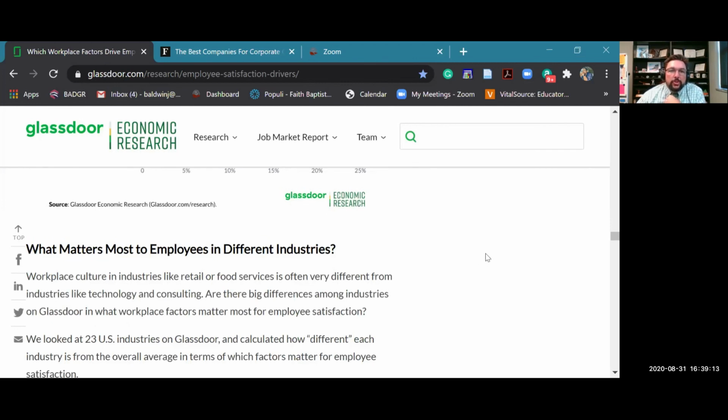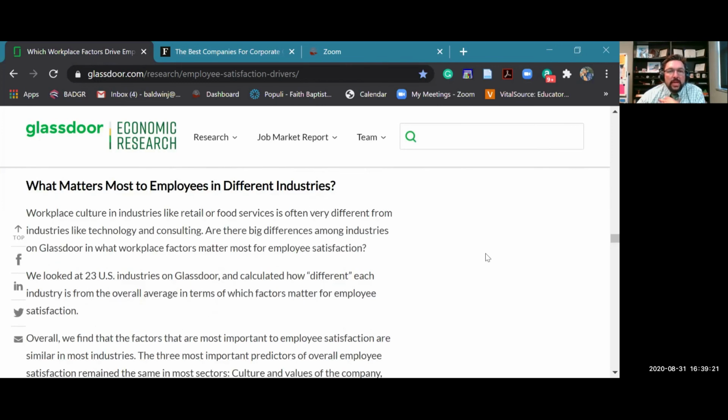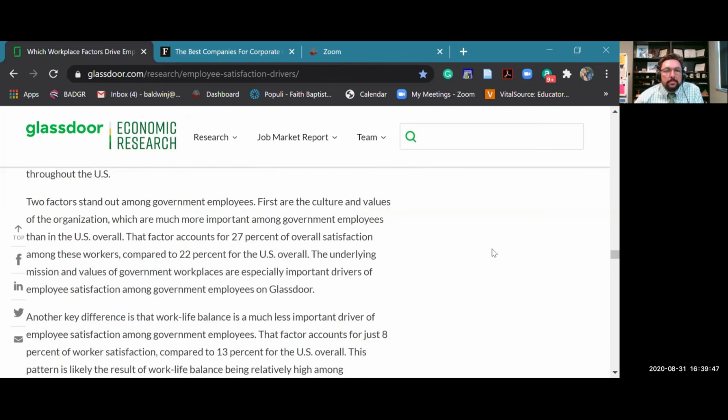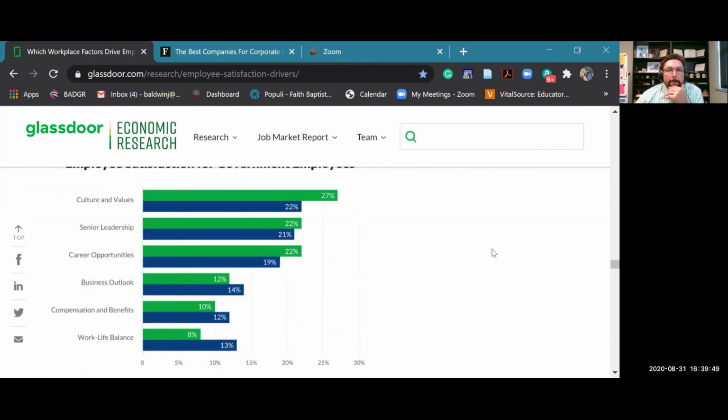Workplace culture in industries like retail and food service is often very different from industries like technology and consulting, okay? So when they looked at 23 US industries and calculated how different each industry is from the overall average, which factors matter most in employee satisfaction, overall they found the factors that are the most important in employee satisfaction are similar in most industries. So you would think maybe people that are attracted to manufacturing for work would be different than people attracted to retail or food, but it seems like they have similar motivations.